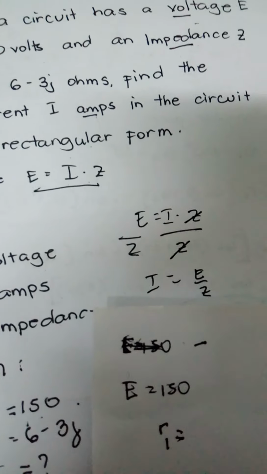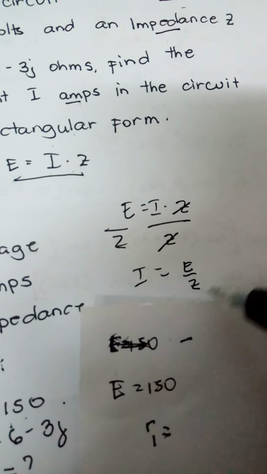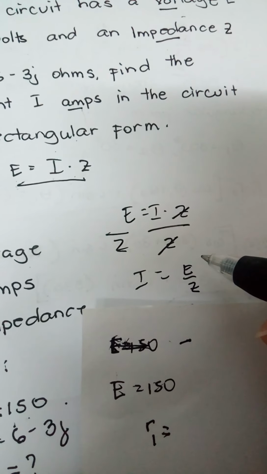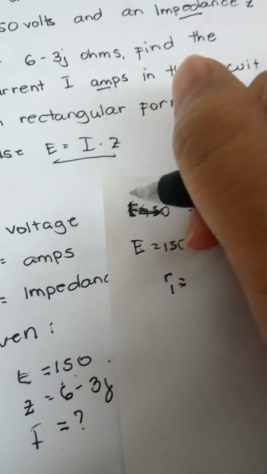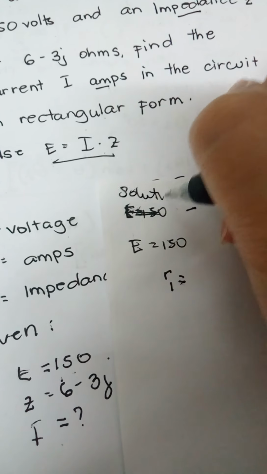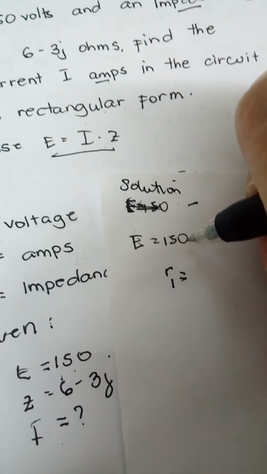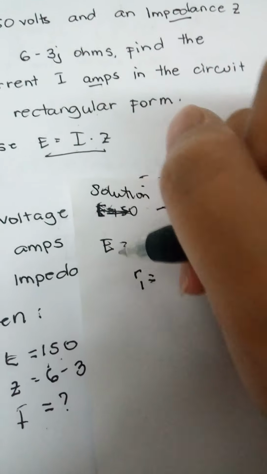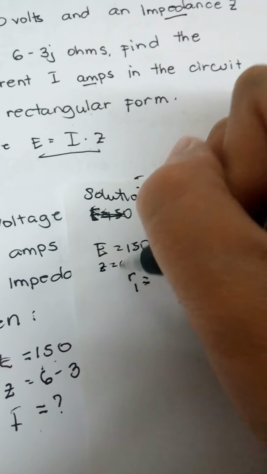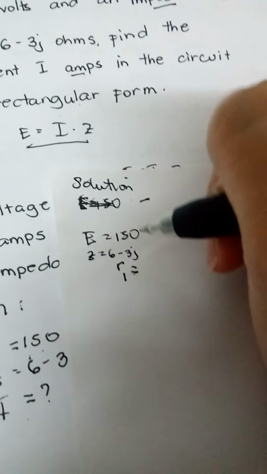Now, we already have the formula, and as you can see, the formula is in quotient form. I'll just rewrite the given. So solution, given is E is equal to 150, and then Z is equal to 6 minus 3J.